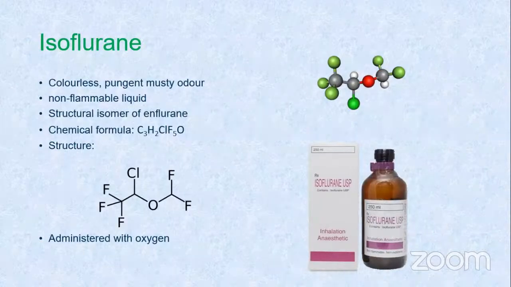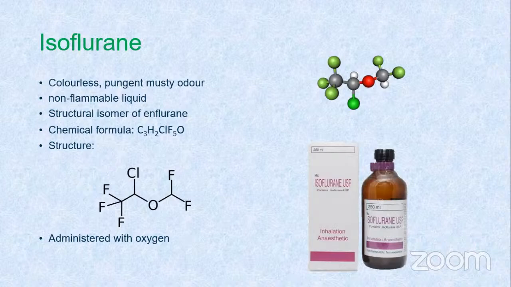Then isoflurane. It has a pungent, musty odor. It is actually a structural isomer of enflurane. Here we can see the structure and the chemical formula also, same as enflurane. It is basically administered with oxygen as an anesthetic.